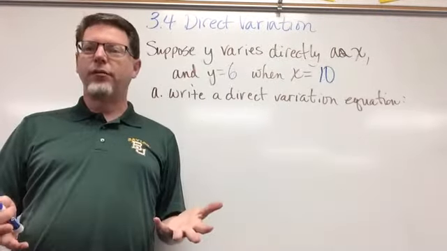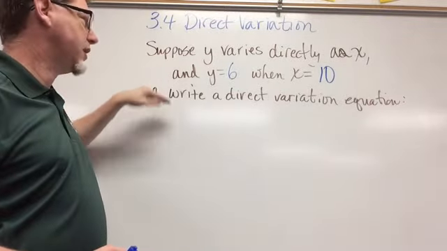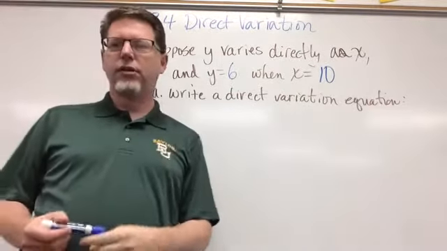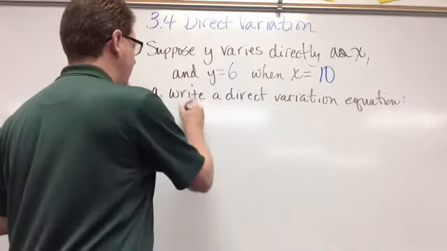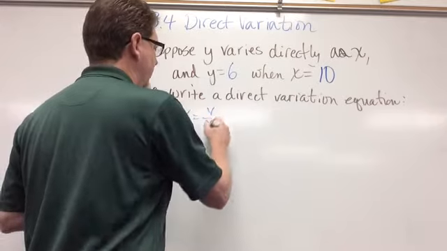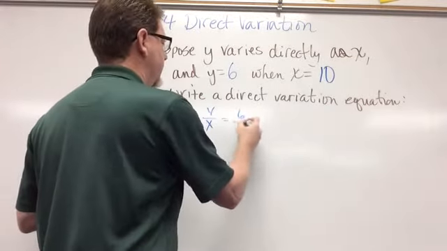So let's look at one more example, okay? So suppose y varies directly as x, and y equals 6 when x equals 10. Write a direct variation equation. So the first thing I have to do is figure out what k is, and we know that k equals y over x. So I plug in my y and my x, and that equals 6 over 10.